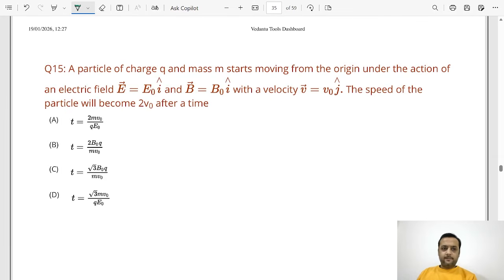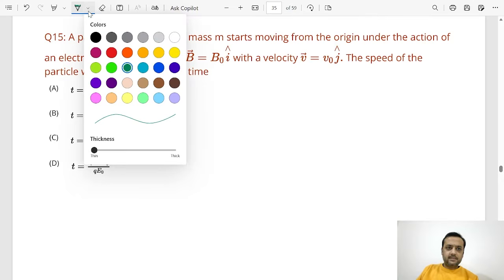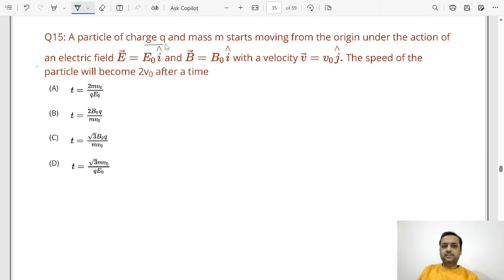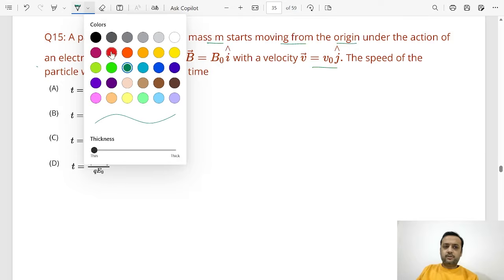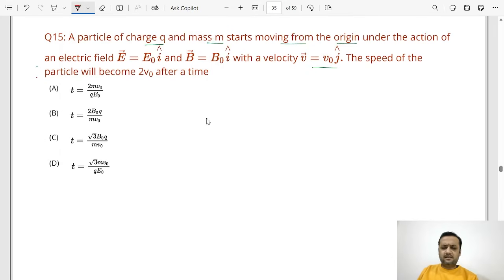Now in this question, what happens? Basically there's a particle of charge q and mass m which starts moving from the origin under the action of electric and magnetic fields with the velocity v naught j cap. The speed of the particle will become 2 v naught after a time. Again, it's a decent question. Wherever electric and magnetic fields are both in the picture, you have to visualize a little bit. So let's try to understand what is happening here.